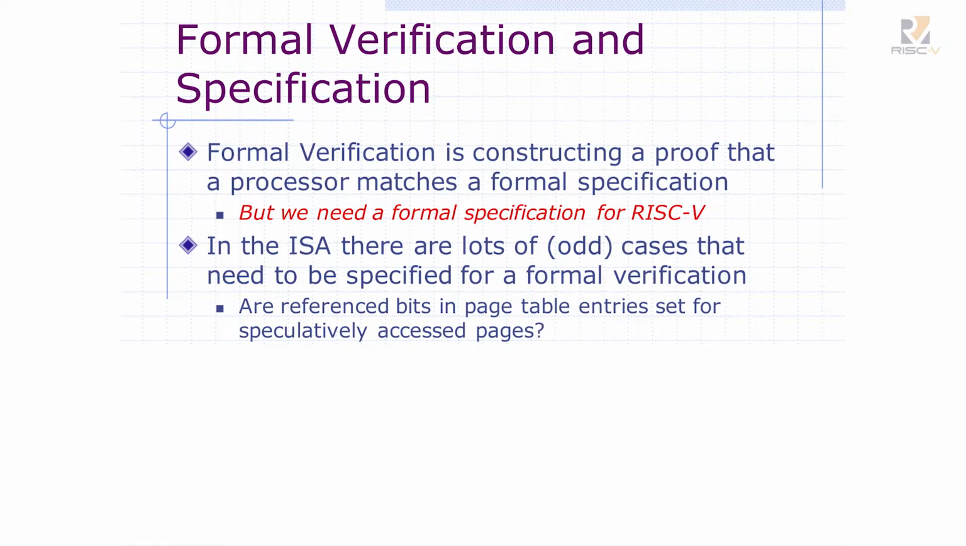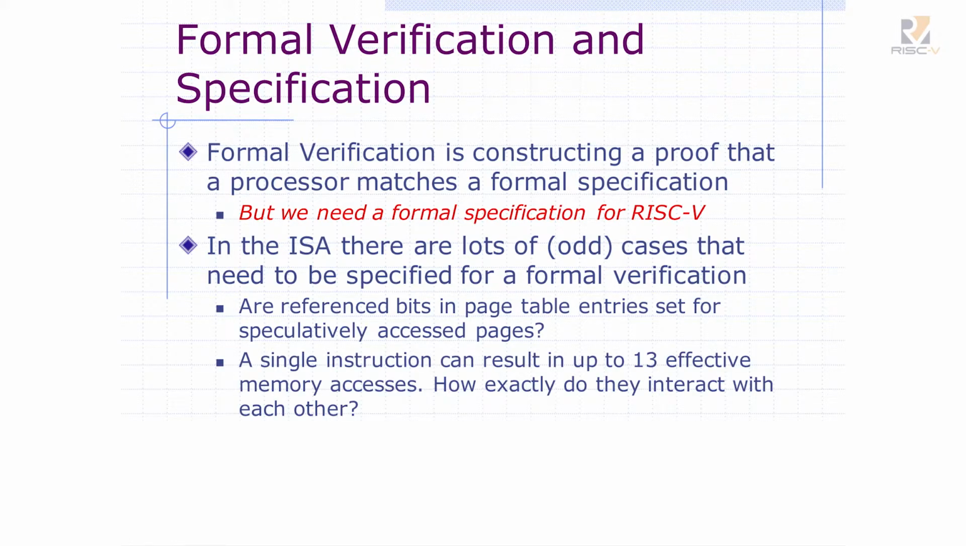So if your branch predictor says you're going to be running an instruction from a page that hasn't been accessed yet, are you allowed to set that bit even if that instruction isn't committed? That would completely change the formal specification, because that would introduce this idea where you can have some speculative instructions that are changing the state in your processor that don't correspond to committed instructions.